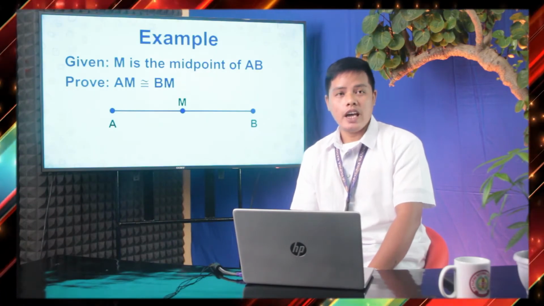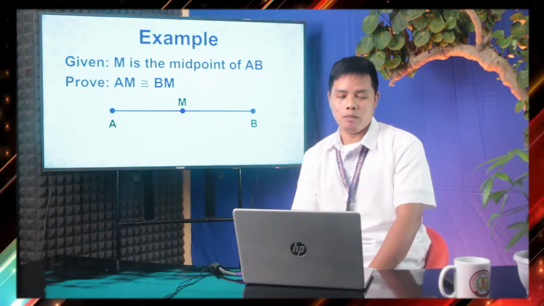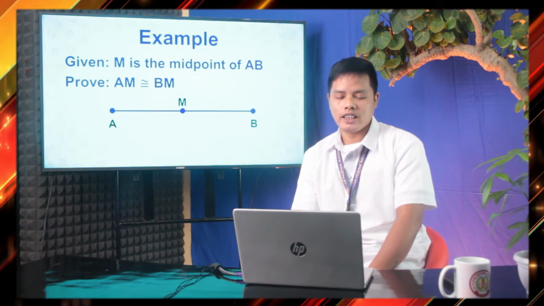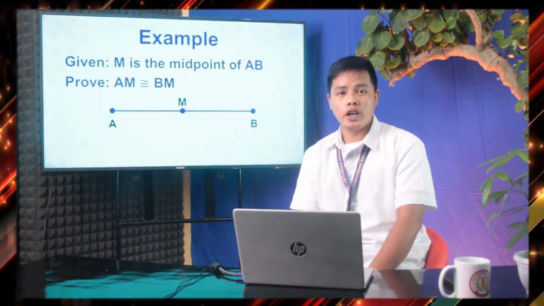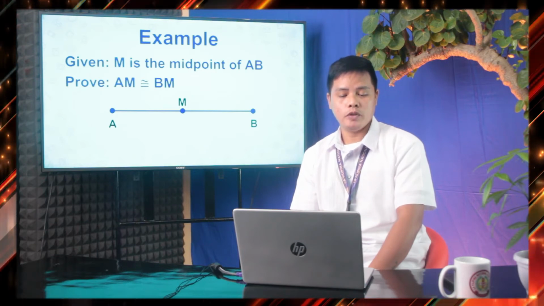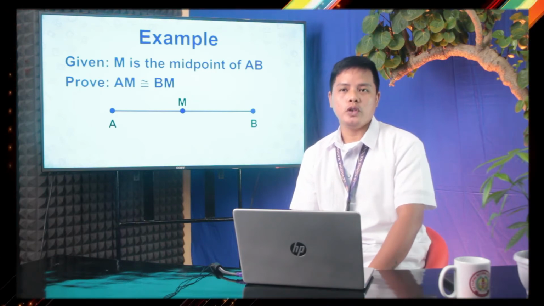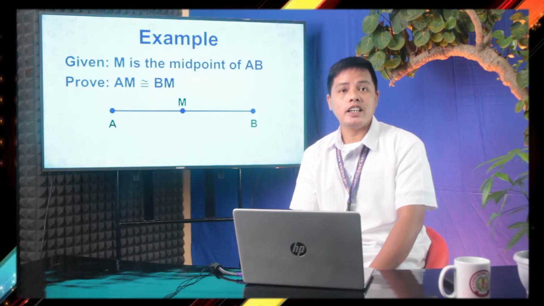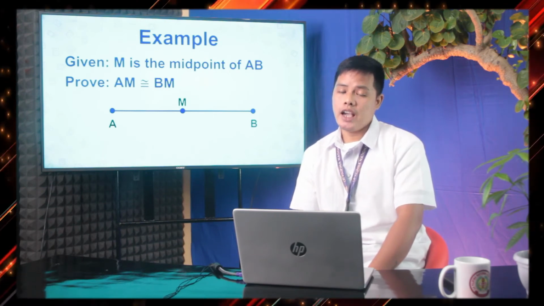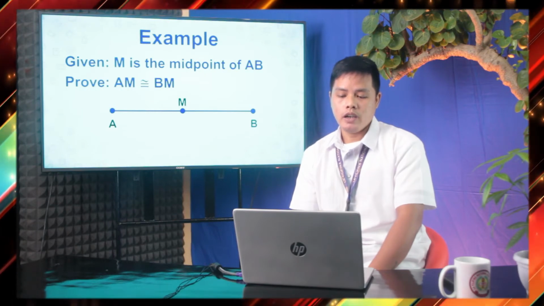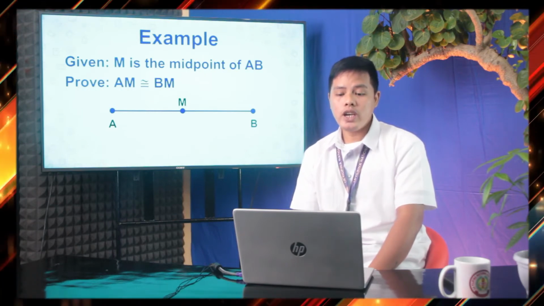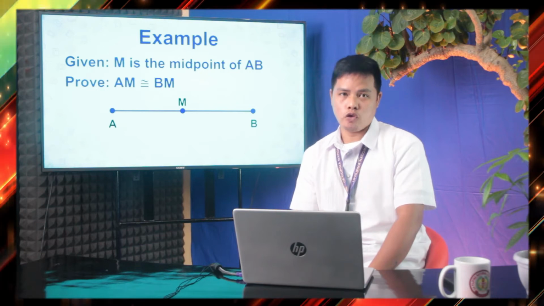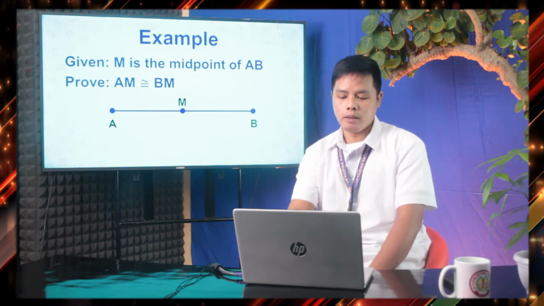Now, let us study the different ways of writing proof through this example. Given: M is the midpoint of line segment AB, and prove that line segment AM is congruent to line segment BM. So we have a figure below composing of a line and 3 points, naming A, M, and B. Now to prove this statement, we can use the following ways to write a proof. First is the paragraph form.